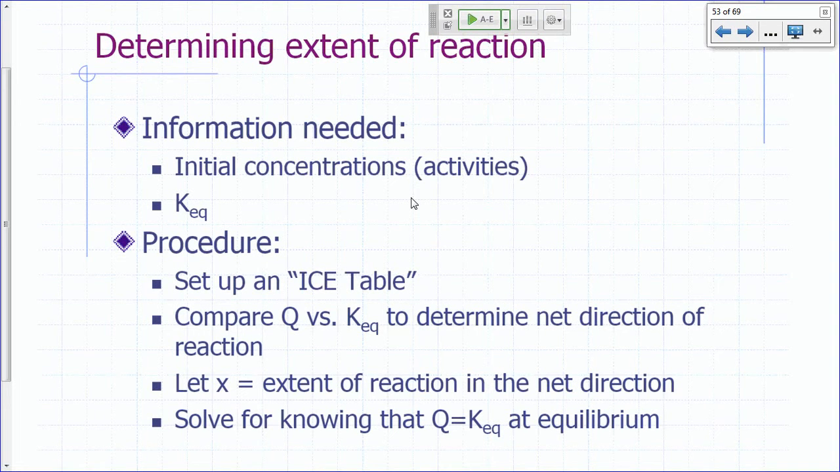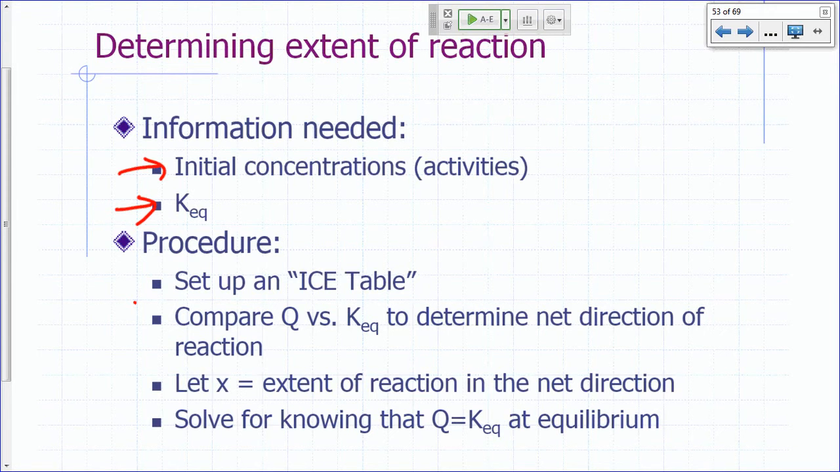One of the more important things you want to be able to do, given initial concentrations or activities and the value of the equilibrium constant, is determine how far the reaction will go. That's the most common question you'll be trying to answer with problems pertaining to equilibrium. How far will it go? And that means, what are the values of the concentrations at equilibrium?